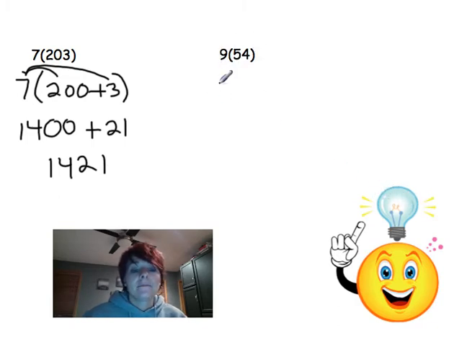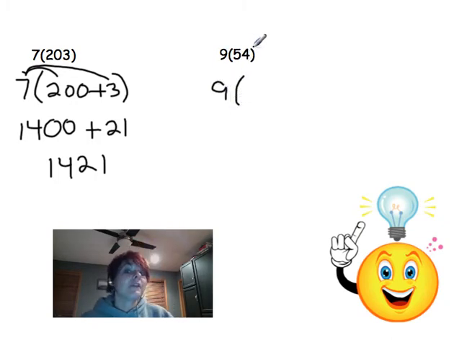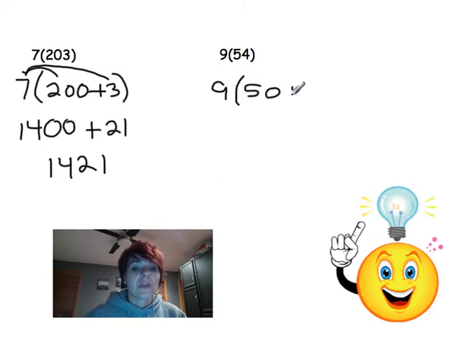Number 9. 9 times 54. This one you can go a couple different ways. You could go 50. You could go 60 and subtract. However you really want to do this one would work. I'd probably use 50. But then I'd have to add 4 to get back to the 54.